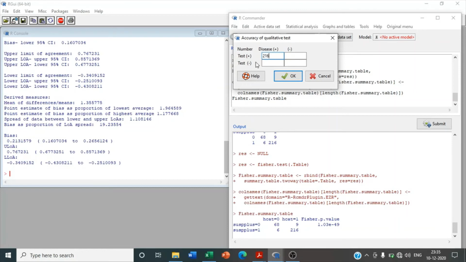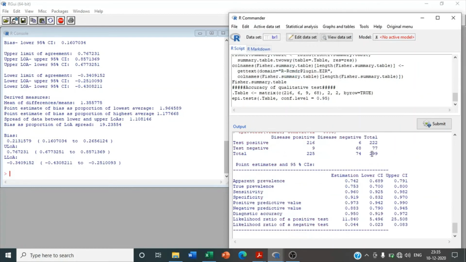Now, test positive, disease negative. So this is test positive, this is disease negative, 6. Test negative, disease positive. This is test negative, this is disease positive. Over here it is 9. And test negative, disease negative, this is 68. Let's see what the sensitivity specificity tells us over here.